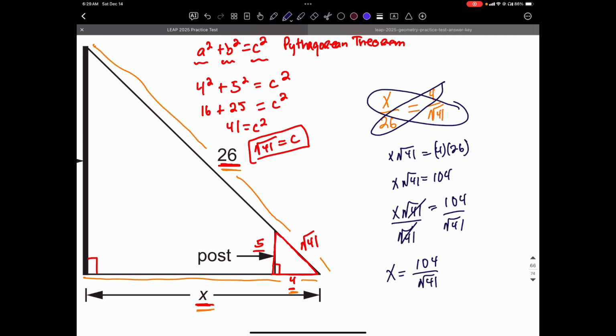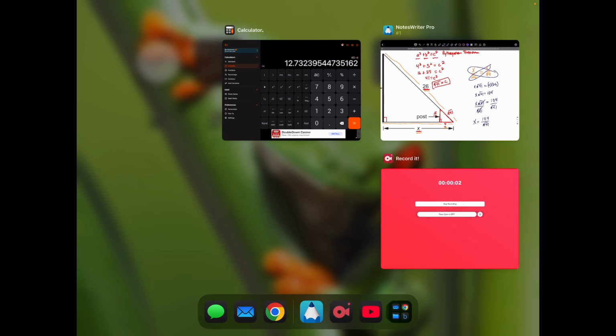So I'm going to go ahead and use my calculator to do this, all right? I'm just going to use the calculator for the sake of efficiency and time, but we could rationalize the denominator by multiplying both top and bottom by the square root of 41. But it's easier to just go ahead and use a calculator at this point. So 104 divided by the square root of 41.